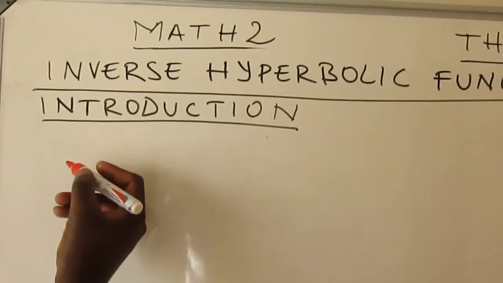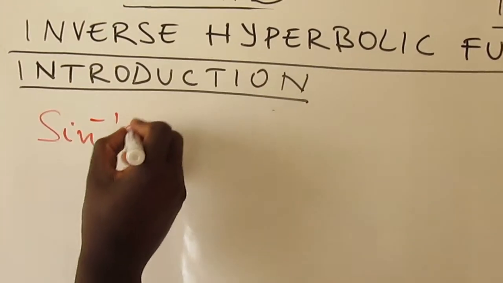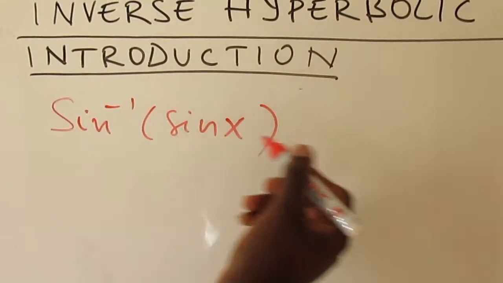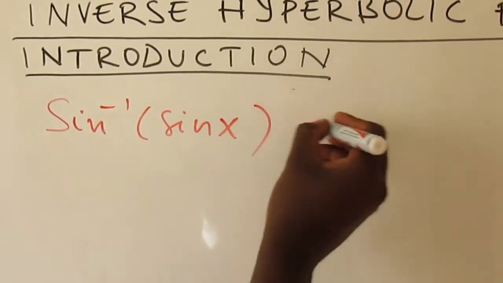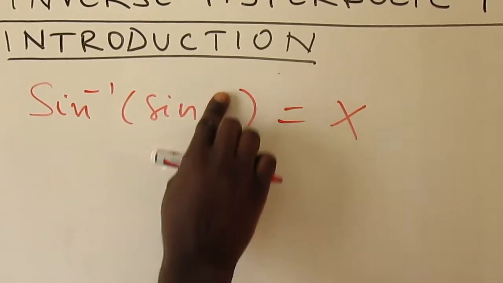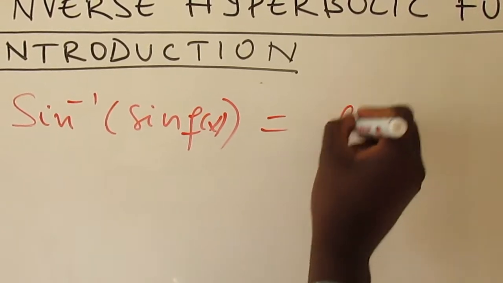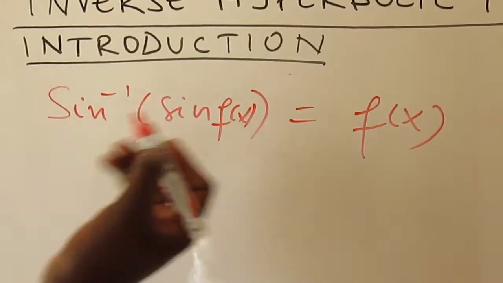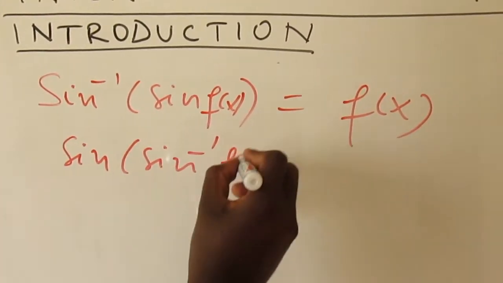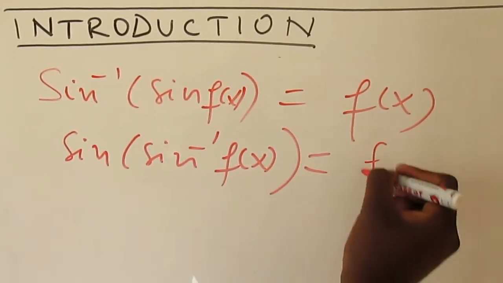Okay guys, you can come across something like this, arc sine of sine x. Don't do too many calculations here. When you see something like this, it's already x, it's already the function. Or we can just generalize it: f of x, automatically it will give you f of x. And they can also write it like this, sine to the minus 1 of sine of f of x. Don't go elsewhere, just take this as your answer, okay?